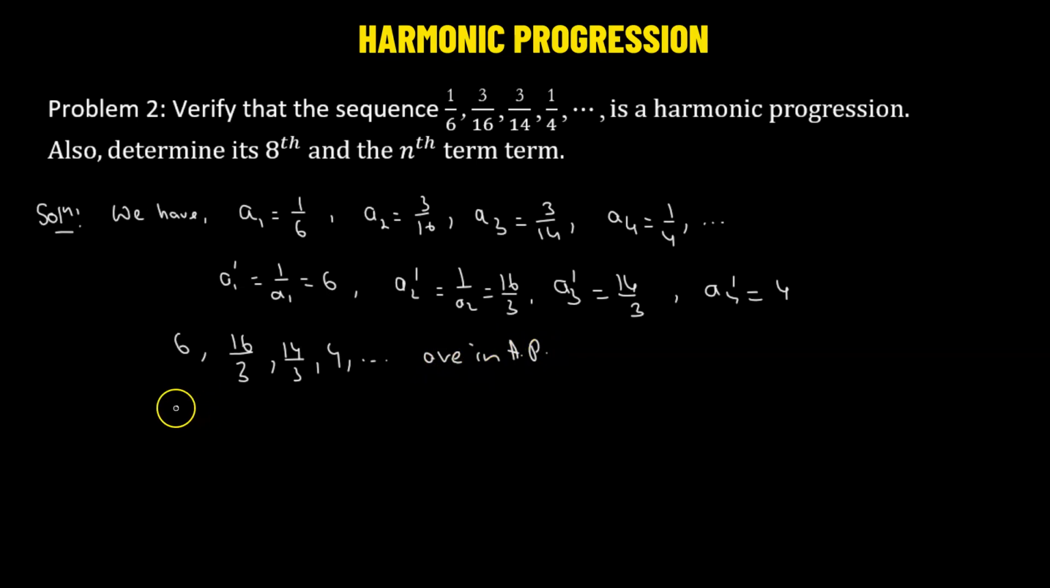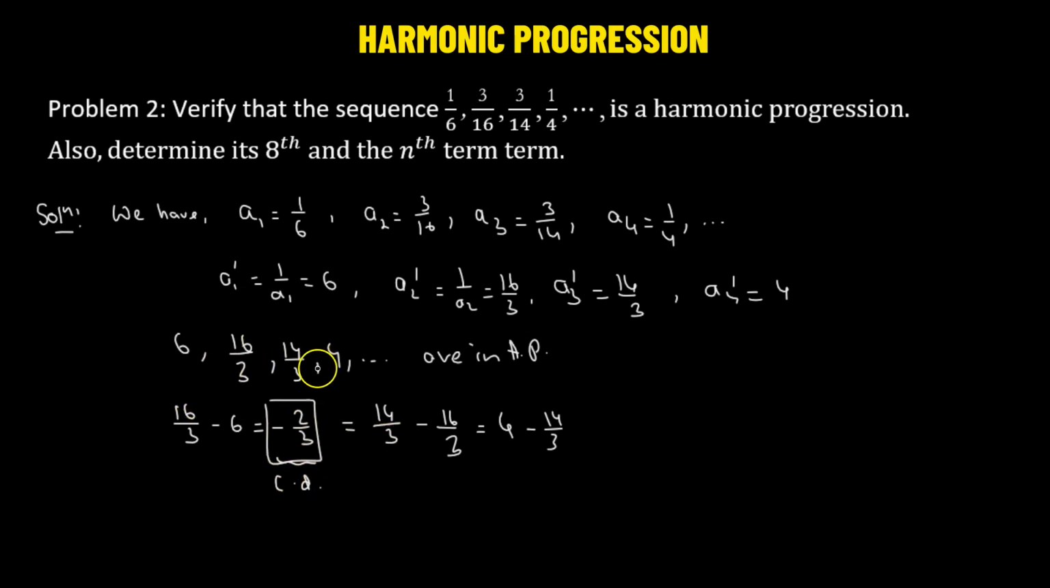First, let's show that 6, 16 over 3, 14 over 3, 4 are in arithmetic progression. That's because if we take the second term, 16 over 3, and from it subtract the first term, this is going to give us negative 2 over 3. Similarly, this common difference, negative 2 over 3, is also equal to the third term, 14 over 3, minus the second term, 16 over 3. And this equally holds true for taking the fourth term and subtracting the third term, we still get negative 2 over 3. So this is going to be the common difference. So we can say that 6, 16 over 3, 14 over 3, 4 are indeed in arithmetic progression.